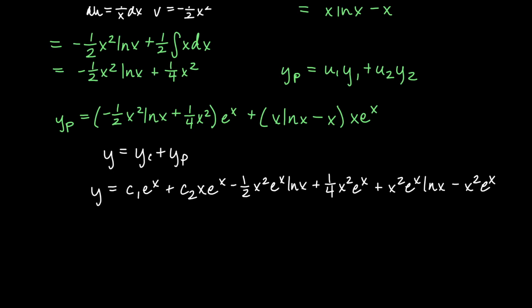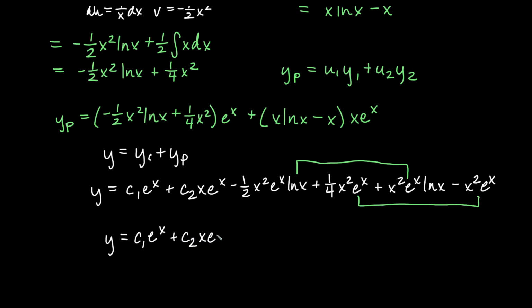We do have some like terms, however, though. So if you'll notice here, I have an x squared e to the x ln x term, and I have another one of those over here. I also have an x squared e to the x term here, and I have one there as well. So we'll need to actually combine those and give the correct coefficient for those terms. So we'll go ahead and say c1 e to the x plus c2 x e to the x. If I have one of these terms and I subtract half over here, then that actually gives me positive 1/2 of that term. So we'll have positive 1/2 x squared e to the x ln x. Here I have negative 1 of the x squared e to the x's plus 1/4 would be negative 3/4, combining those like terms.